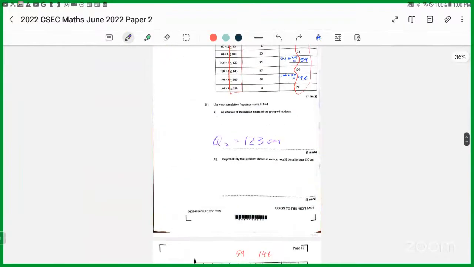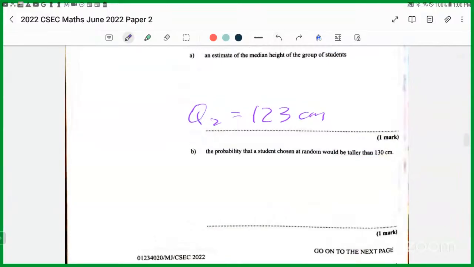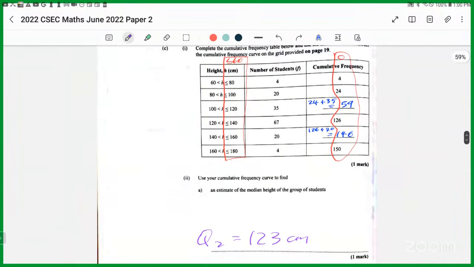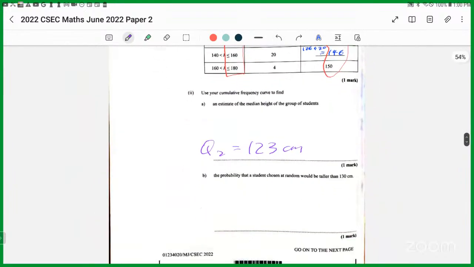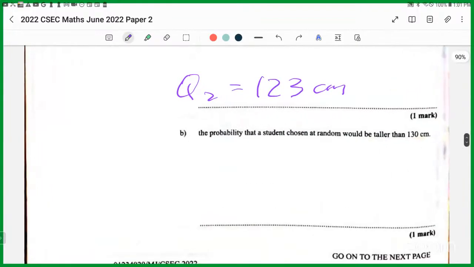What else I want? They also want the probability that a student chosen at random would be taller than 130. And I want to use the graph. Because what could we have done? We could have come inside here and said, okay, 130. But you can't get it exactly from this. I don't know where 130 is. So you're going to have to get it from the graph. So you want to know who is taller than 130. But the graph is going to show you who is less than or equal to 130 first. But you want the rest of them. So less than or equal to 130 centimeters.